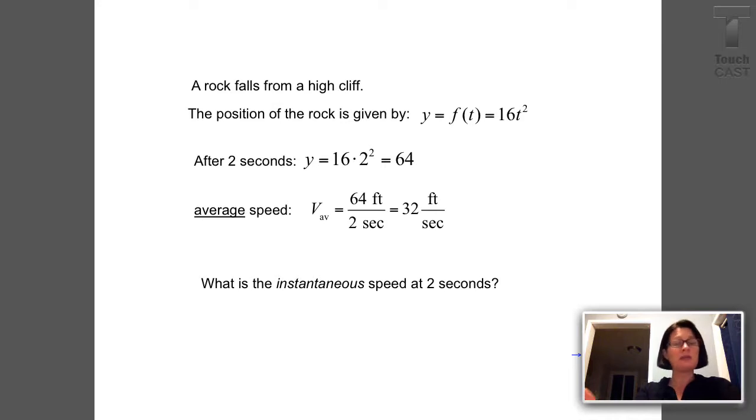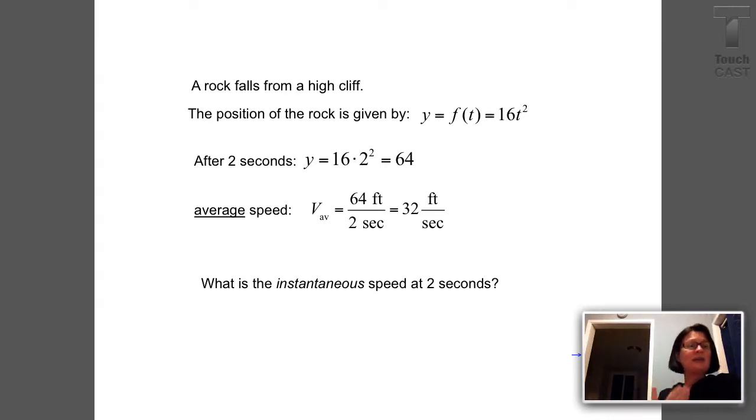After 2 seconds, the rock has fallen 64 feet. It took 2 seconds to fall. 64 feet divided by 2 seconds makes 32 feet per second. That's the average speed of the rock. But again, we know if we had a radar gun trained on the rock, it's not falling at 32 feet per second the whole time. The rock is going to fall slower, and then faster, and then faster, and then faster. We know it accelerates toward the Earth because of gravity.